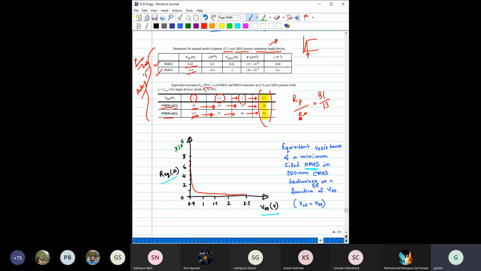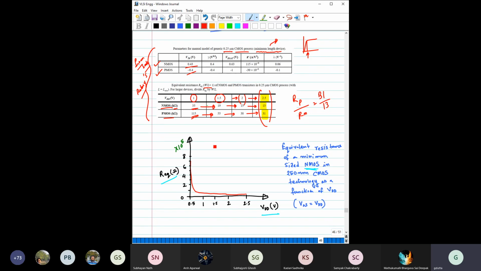Okay. And even if you change the technology node from 0.25 to some different technology node, then this value is not going to be the same. This value is again going to change. Even the ratio is going to change. Okay, so this ratio is quite dependent on the technology node that you are using.